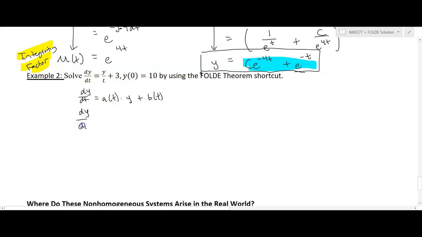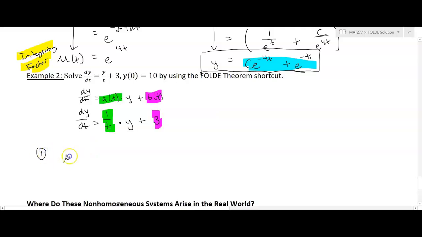But if I go ahead and separate the y over t as 1 over t times y, now you can see that the a of t is just the 1 over t. And here I have plus 3, and so I can identify my parts again as 1 over t and 3. So first step, take the time to do this, because if you don't, it's easy to make a mistake.